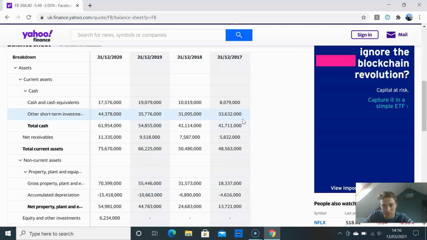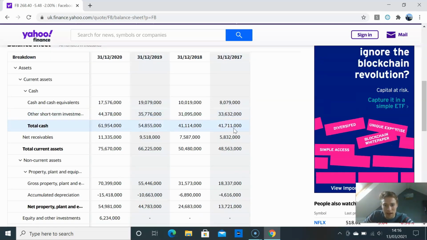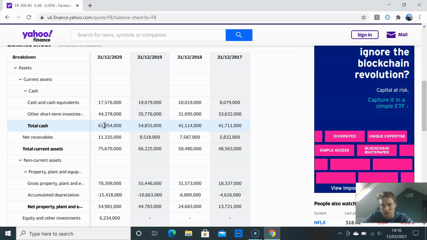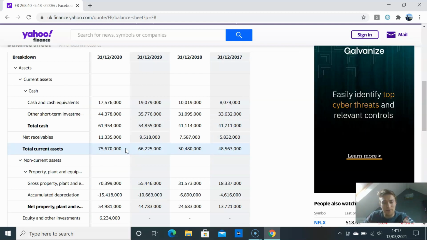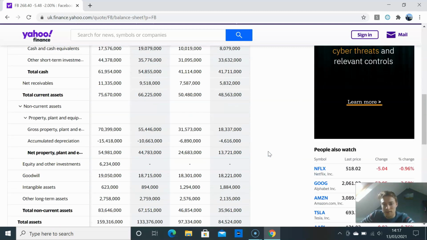So we can see here for Facebook, the total cash is growing on a general good trend, and you'll see later on that it's quite a significant amount compared to its debts. Net receivables is basically what customers and clients owe them, which they haven't paid yet. And then all of this just adds together for total current assets, which effectively means what the company has ready to spend if needed within 12 months. And we can see that current assets is growing, which is a good sign.